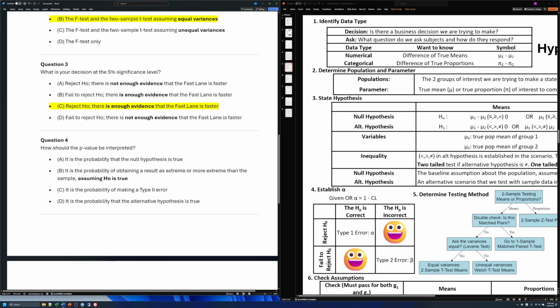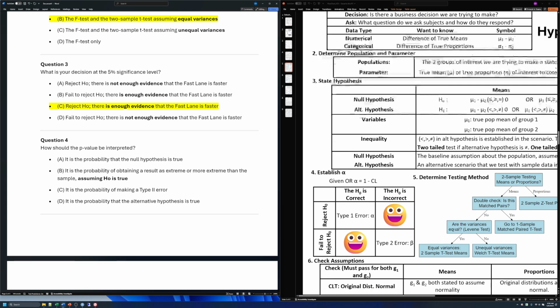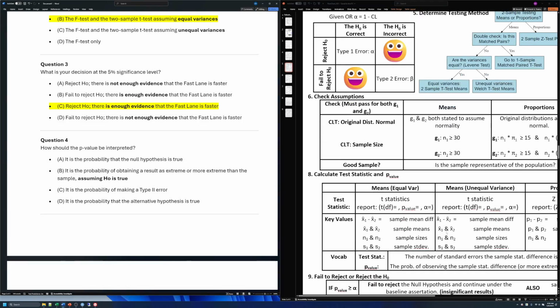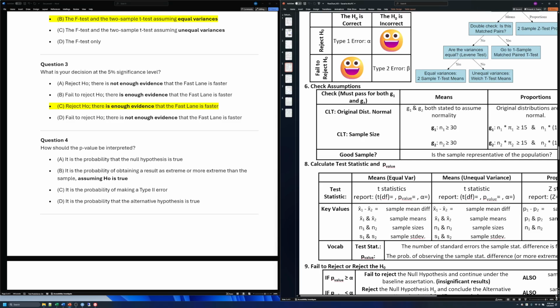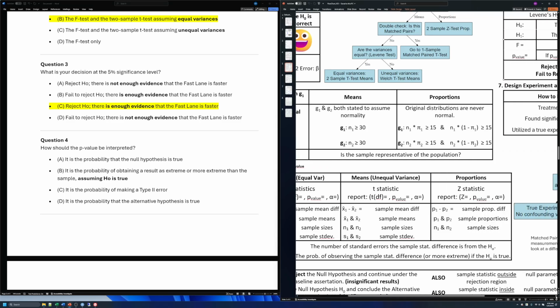Let's go to question 4. How should the p-value be interpreted? Okay, this is a great question. Let's go look at how we interpret p-values. If you've forgotten, there's a nice little handy-dandy part in step 8 where it says, what is the p-value? It's the probability of observing the sample statistical difference or more extreme if the null hypothesis is true. So is it the probability that the null hypothesis is true? That's not true. The probability of making a type 2 error? Nope. Is it the probability that the alternative hypothesis is true? No. It is the probability of attaining a result as extreme or more extreme than the sample, assuming that the null hypothesis is in fact true. That's what our p-value is.